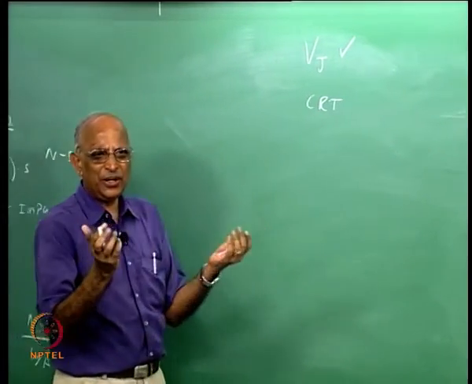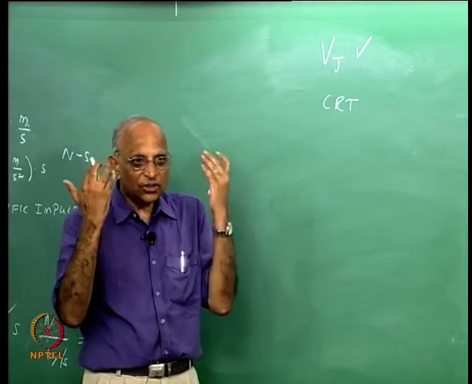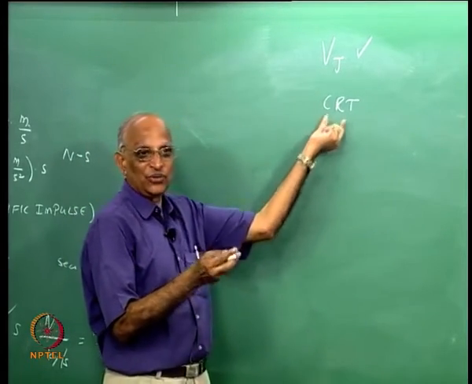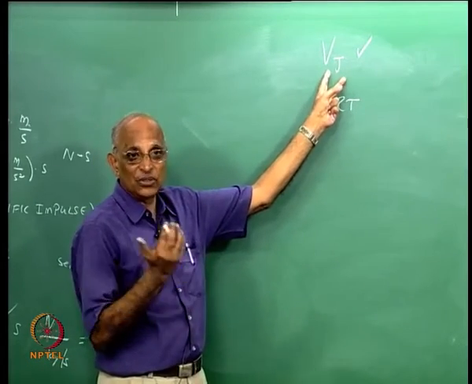And what is a cathode ray tube? You have these electrons moving at high velocity. Therefore his idea of a rocket was, why not use electrons going at high velocities to get a high jet velocity. That is what he was thinking of.